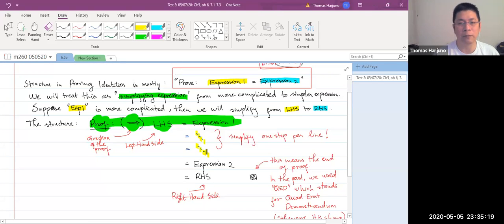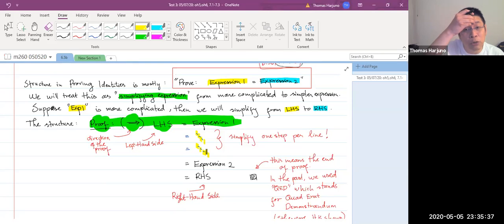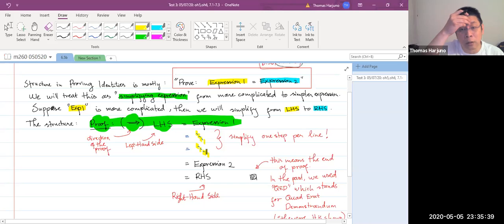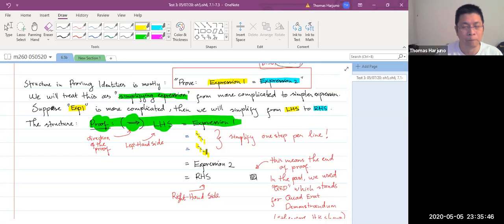When you simplify, do one step per line. Don't try to do too many things in one step. Please don't. Of course, I will penalize you if I see that you skip too many steps. But what usually happens is this: the steps that you skip are very likely the steps that you don't know what to write. The way you think is it's too simple such that you don't need to write it.